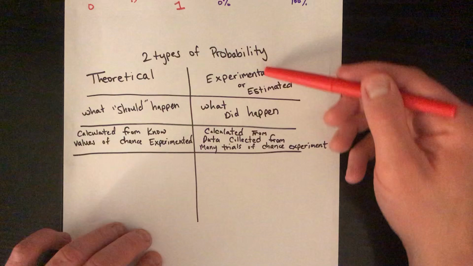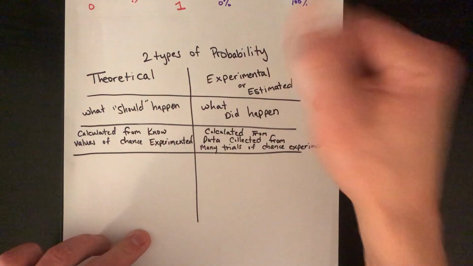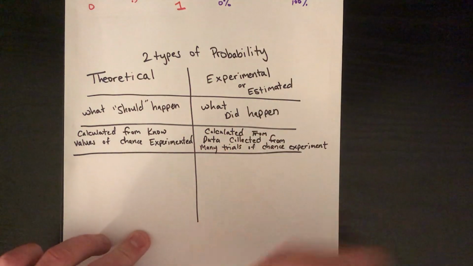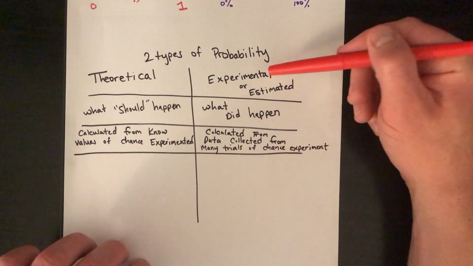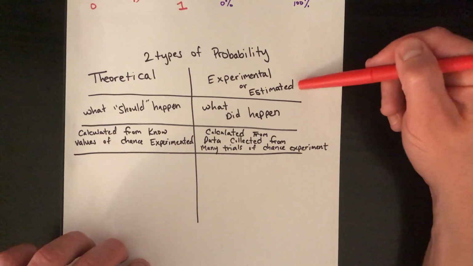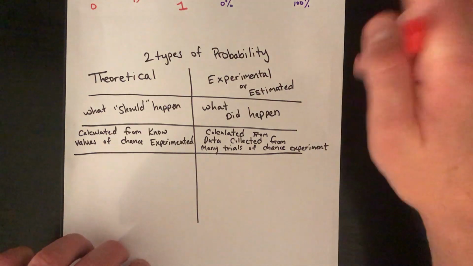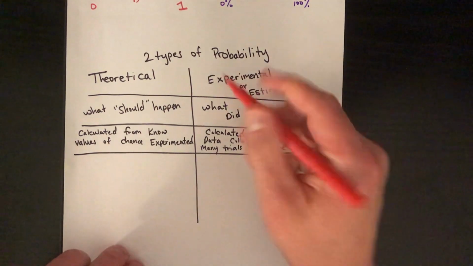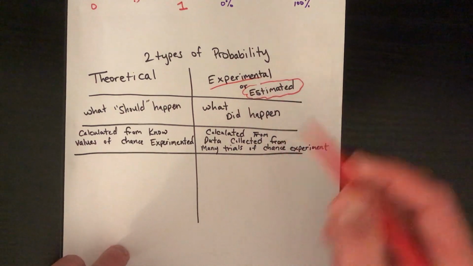And so if we're looking at things that way and we're actually conducting the experiment, we're actually flipping coins, we're actually rolling dice, and then we're basing our probabilities off of that data, then that's called experimental or estimated data. I think the book likes to say estimated probability a lot, or they say estimate the probability. So I like to call it experimental, but I think the book is going to use estimated a lot.